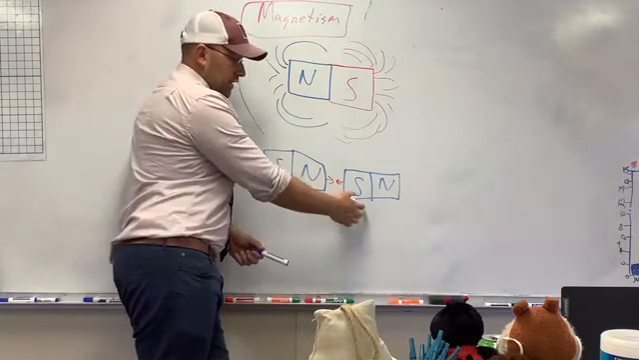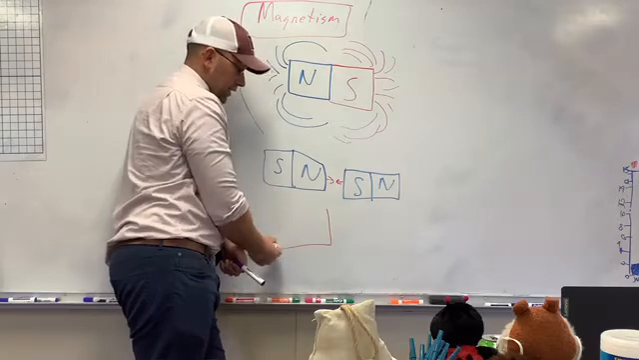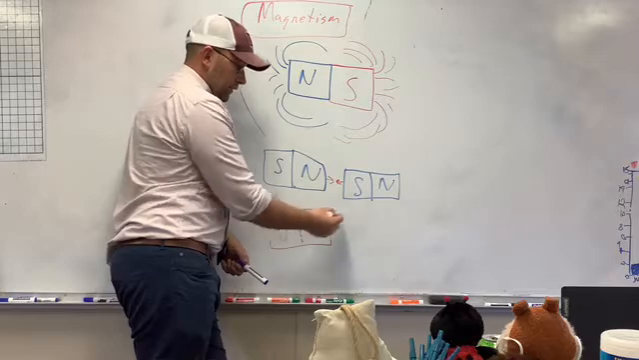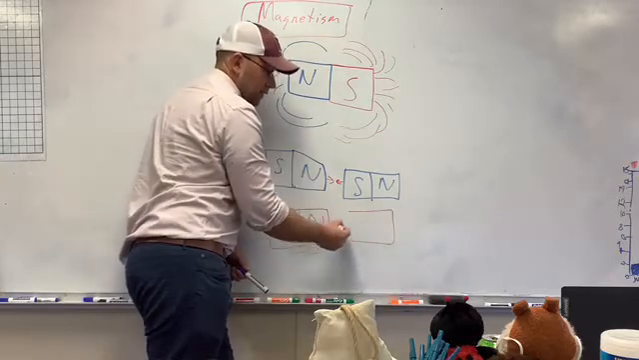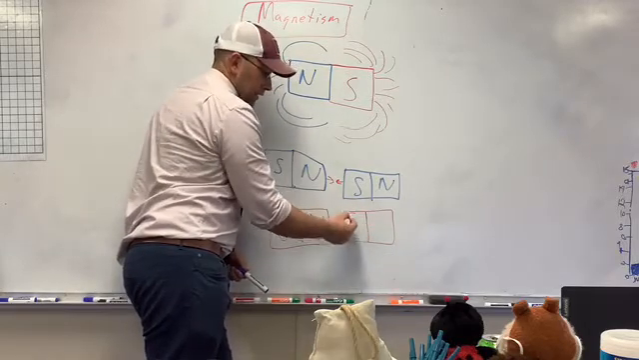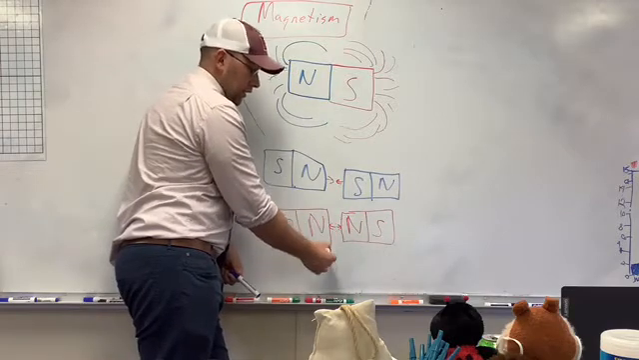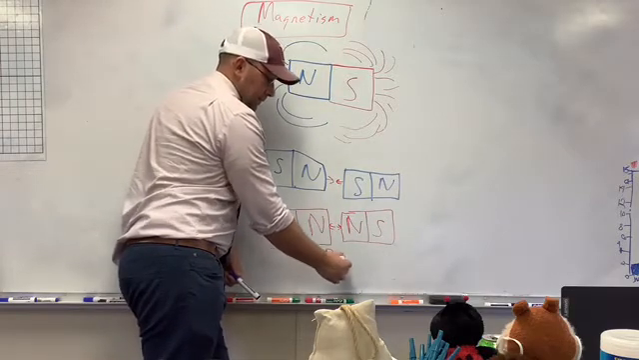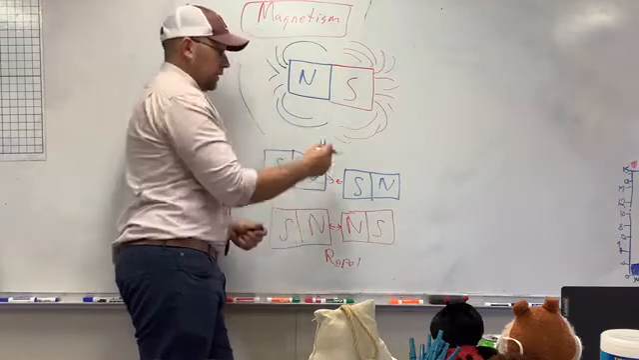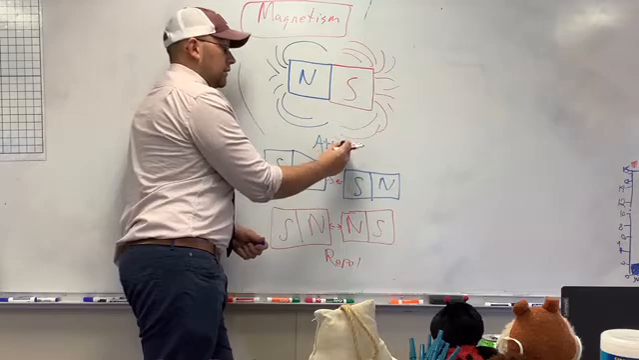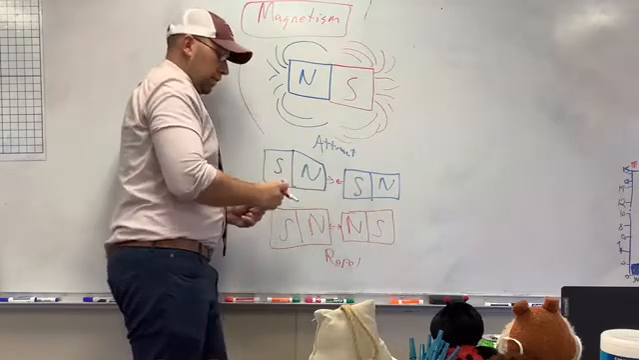Right? But if I turn this around, so say I still had a north and a south here, and I turned this magnet around, it made this north-south. These would repel each other. Repel, attract. Alright, you might have felt this before.